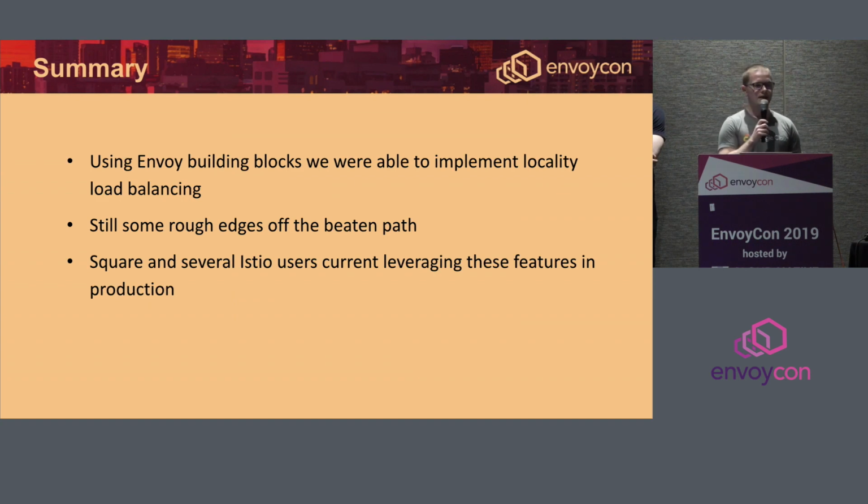So in summary, using Envoy's building blocks, Istio and Square were both able to satisfy our requirements for keeping traffic local when possible. We've had a lot of success when doing so. There are some rough edges that you can run into, but I think they're mostly avoidable with some caution. And like I said, we've been very successful. Square is using this in production as well as many Istio users, and I think we've got some good feedback from this feature.